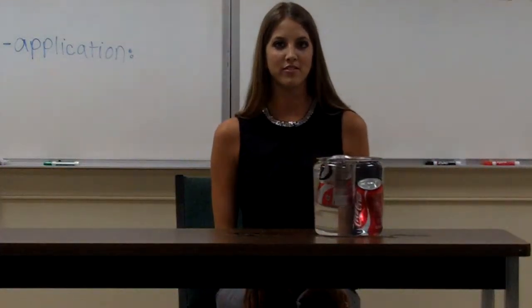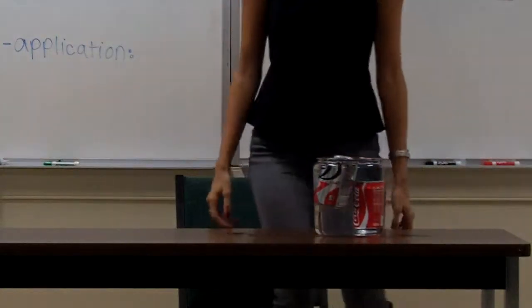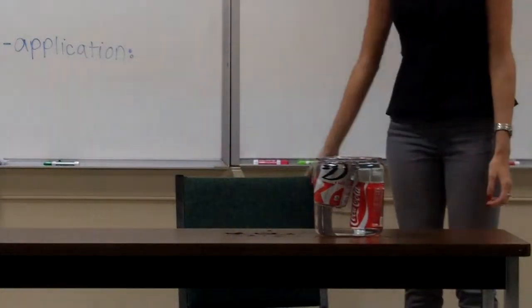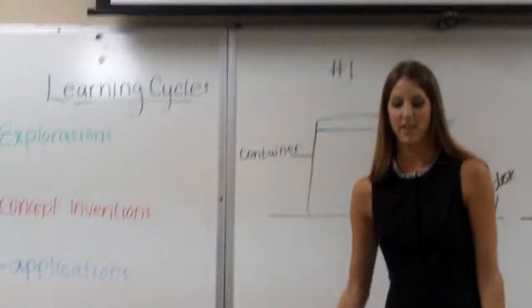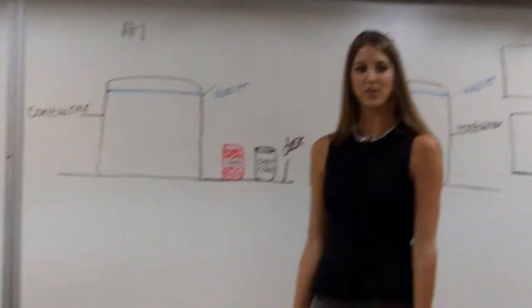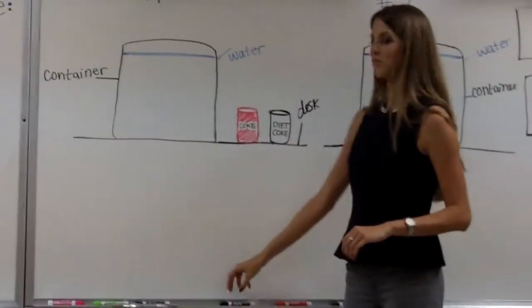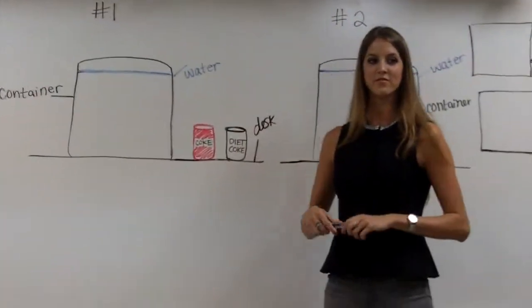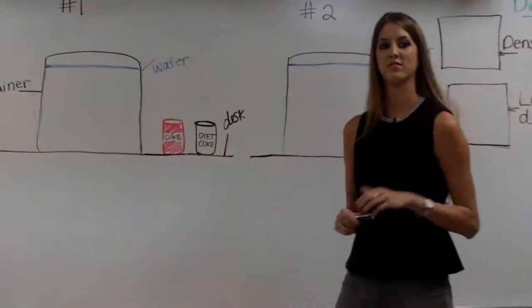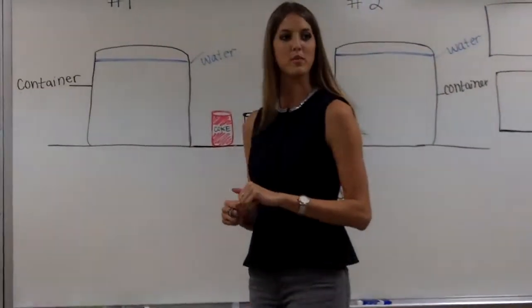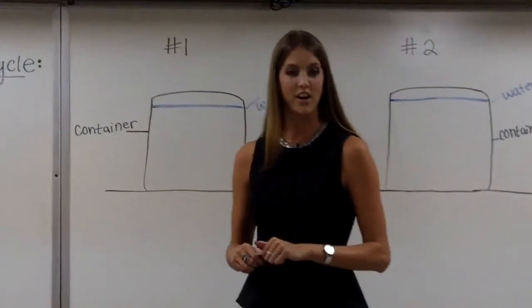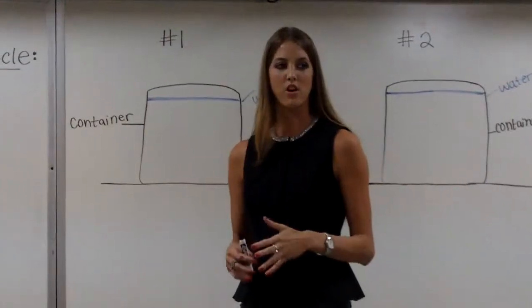What happened? The Diet Coke floated, but the Coke sank. Why do you think that happened? Because the Coke has sugar in it, but the Diet Coke doesn't. That's correct. And what do you think this is called?